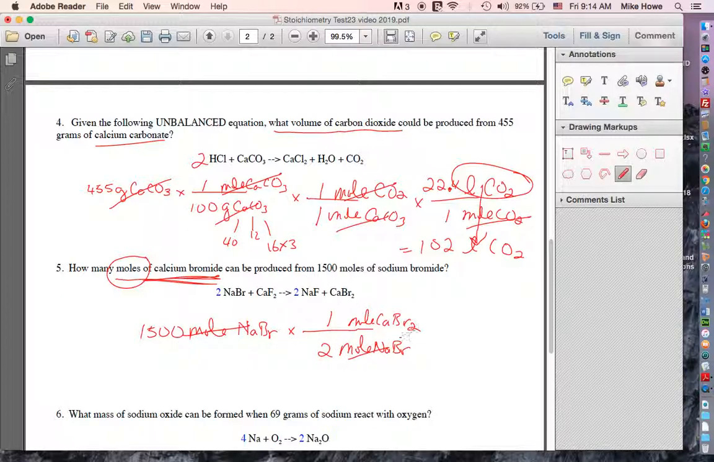Isn't that what we have right now? Because these are canceled out. I have moles of calcium bromide, moles of calcium bromide. So we have what we're looking for. We are finished. Just do the math. It's 1,500 times 1 divided by 2, which is 750 moles of CaBr2.